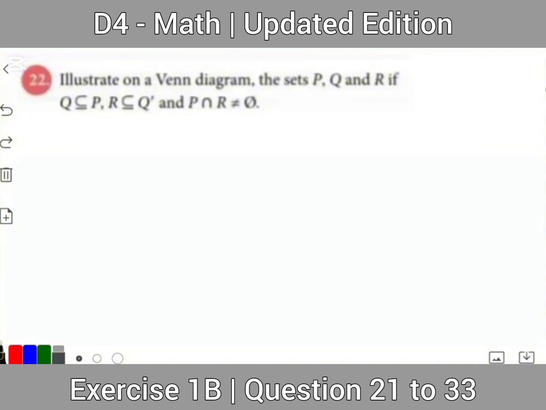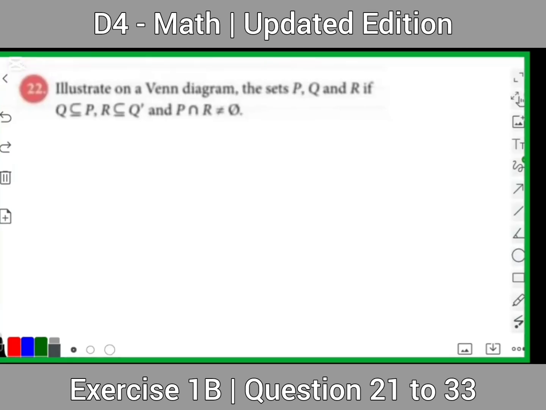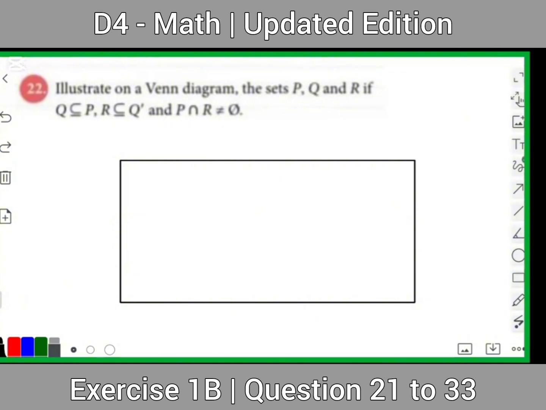Now in question 22, illustrate on a Venn diagram the sets P, Q, and R, if Q is a subset of P and R is a subset of Q complement, and P intersection R is non-empty. In the question, we have to draw the Venn diagram. So here we will draw a rectangle representing the universal set η. Inside it, we will have 3 sets representation, P, Q, and R. But we will follow the conditions that are given in the question, and we will draw the Venn diagram.